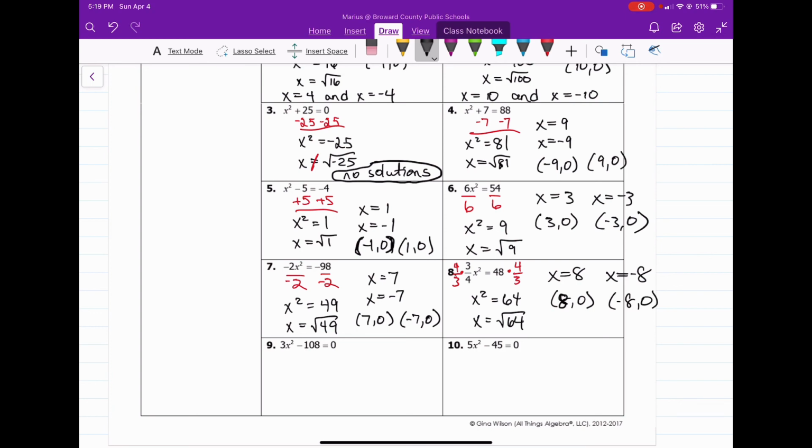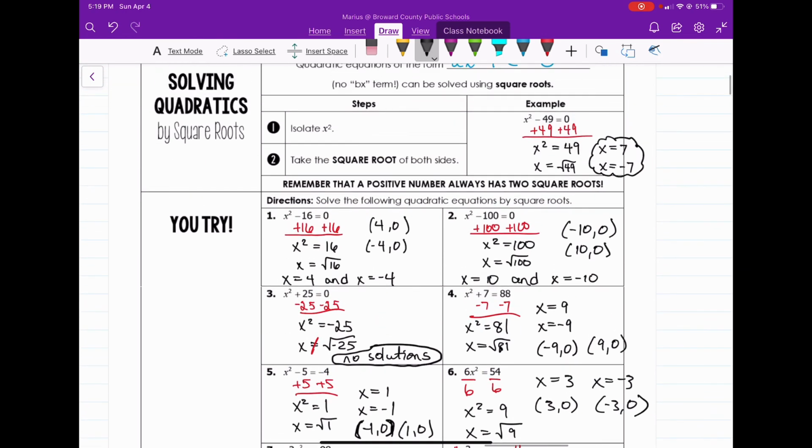And that will conclude our lesson on solving quadratic equations by using square roots.